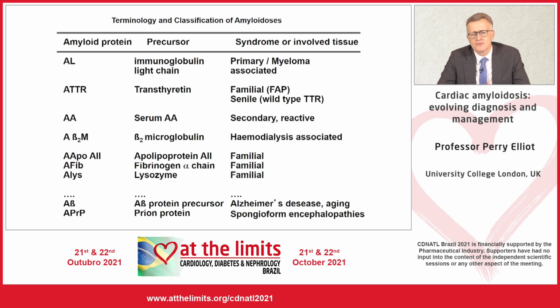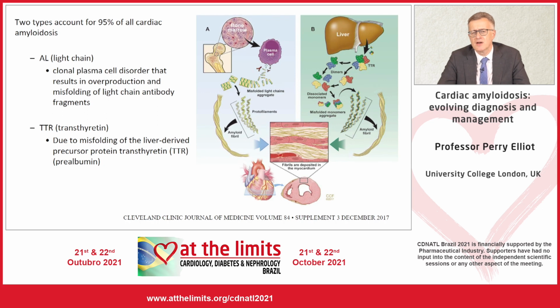Amyloid may occur as a result of misfolded proteins of many different kinds, and I've listed some of them on this slide. But in cardiac amyloidosis, over 90 to 95% of cases are caused by the deposition of one of two types of protein. The first is immunoglobulin light chains produced as a result of a plasma cell dyscrasia. And the second is the deposition of transthyretin, or what we used to call prealbumin, a transport protein secreted by the liver. And of these, it's the second which is by far the most common.